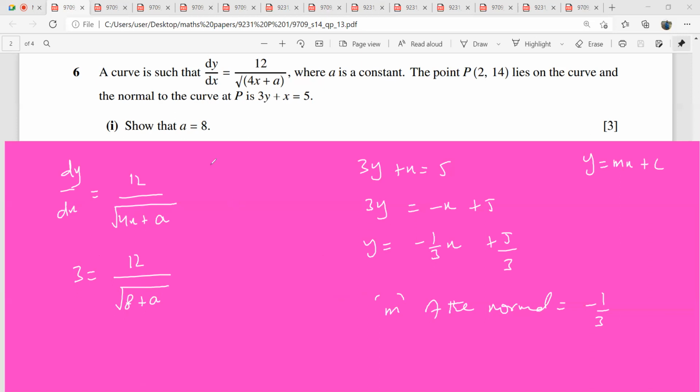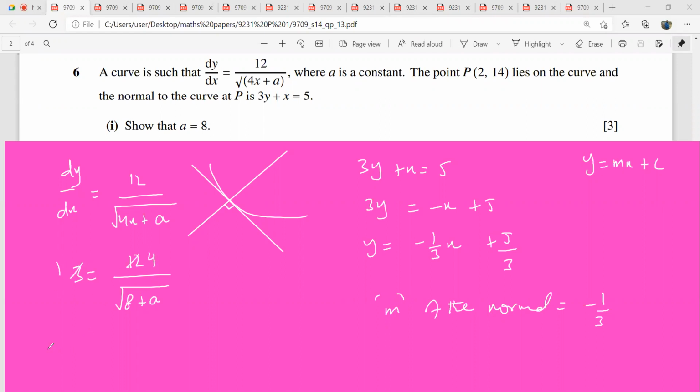Because the tangent, for example, if this was a curve here and this is your tangent, and this would be the normal here. So you were given the equation of the normal, and from that we determine the gradient of the normal and then the gradient of the tangent, because they are perpendicular to each other and their gradients are the negative reciprocals of each other. Okay, so guys, let's simplify this.